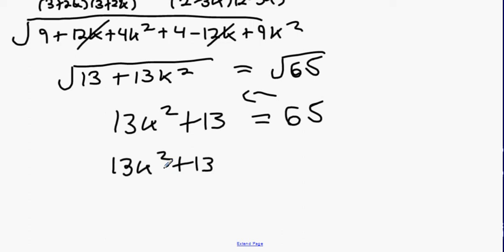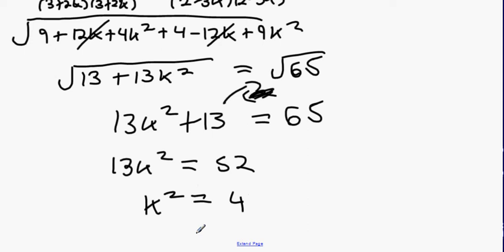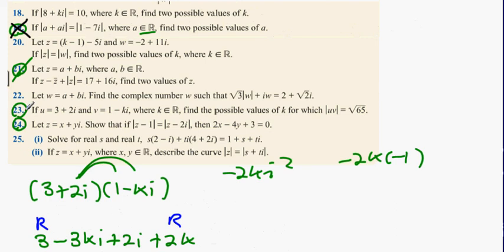Oh sorry, excuse me, it's not a quadratic. Bring the 13 over to the other side and take it away. So what we're going to get here is 52 divided by 13, and we're going to get k squared equals 4, and then k is the square root of 4, which is plus or minus 2. Okay, that's number 23 done.